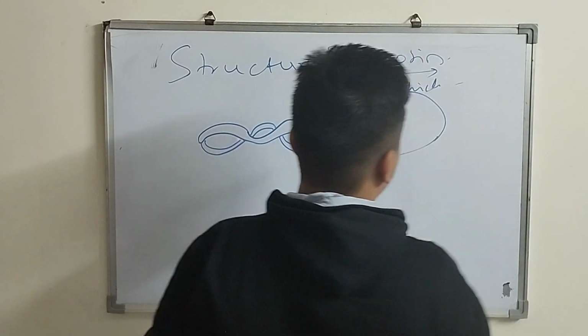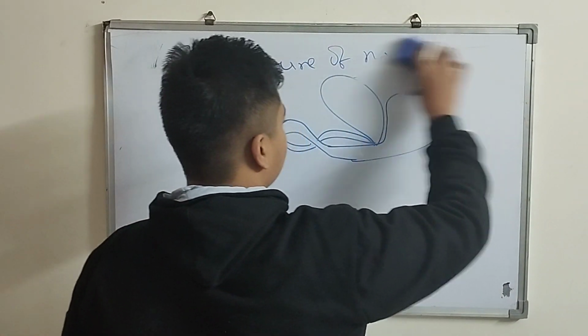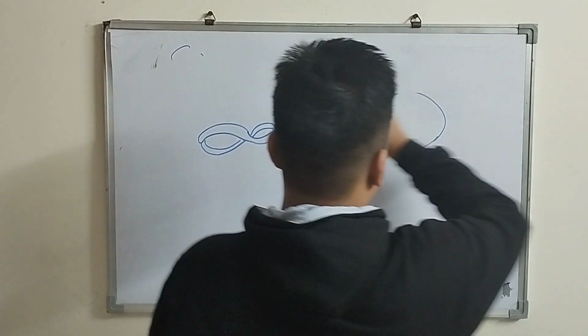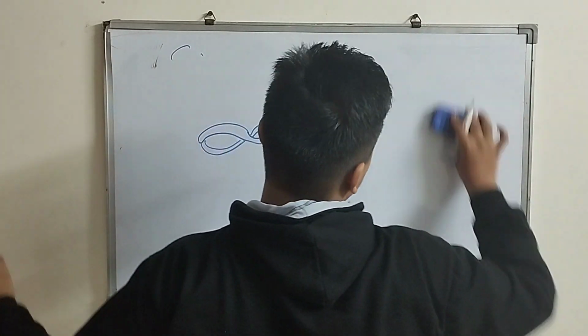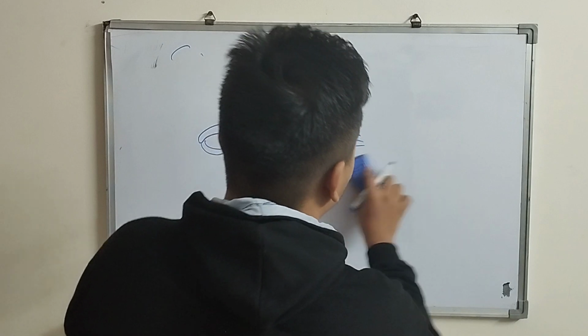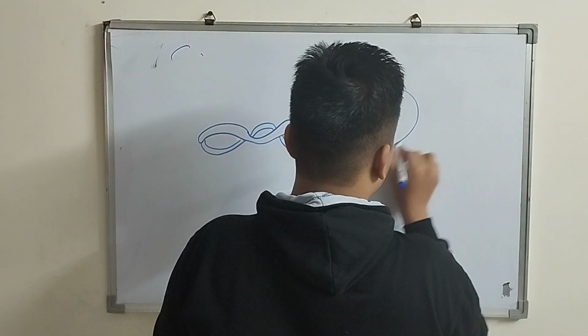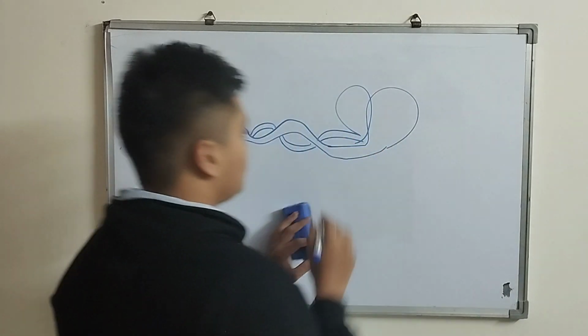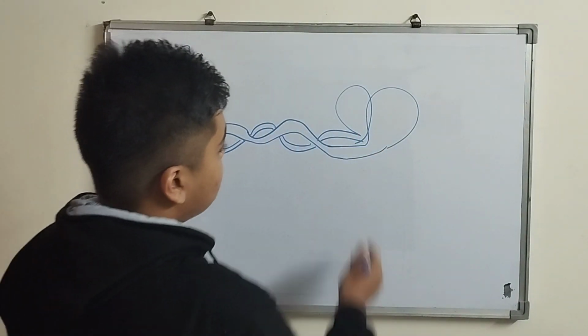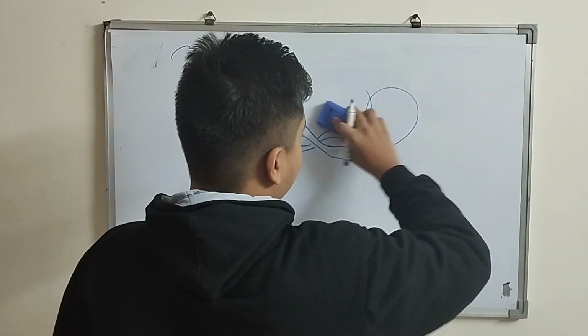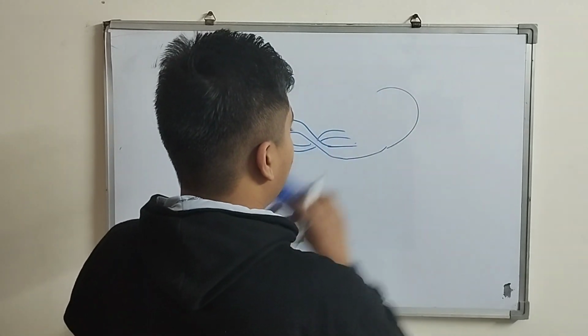For the diagram, just see your NCERT. I'm drawing this for understanding purposes only. Please do not draw like this in your boards. And this myosin, interestingly, contains a head part.